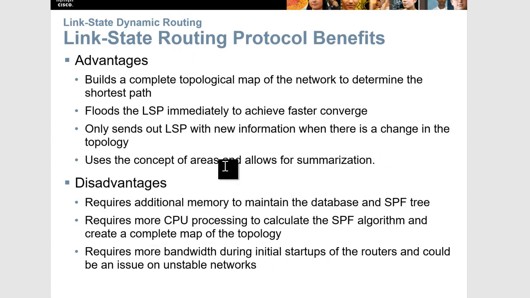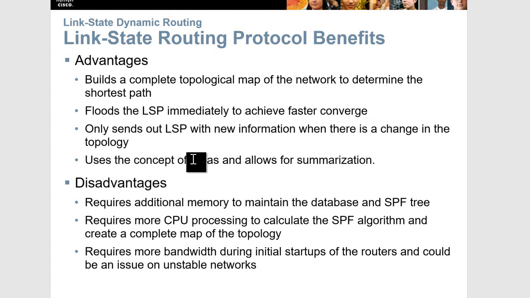So our advantage is it builds a complete topological map of the network and knows about everything. Each router knows everything, instead of just being concerned about itself. It floods the link state packet immediately to achieve faster convergence. It only sends out a link state packet with new information if there is a change in topology, in contrast to RIP, which sends out updates all the time. OSPF is only going to send it out when there's a change to the topology.